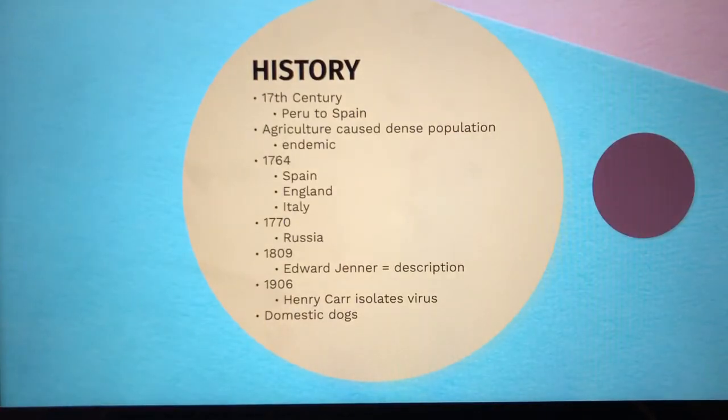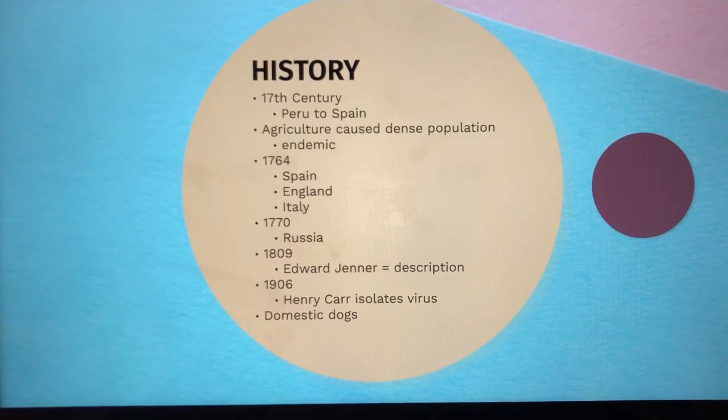So now into a little bit of history. It is thought that canine distemper was first brought from Peru to Spain in the 17th century. And the reason that it became so widespread, because now it is global, is that when agriculture started booming, it caused a dense population between humans and animals. And this is the type of virus that needs a dense population to thrive, so it has plenty of hosts to go off of.